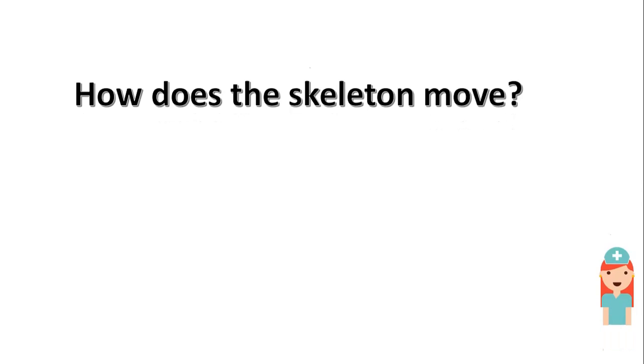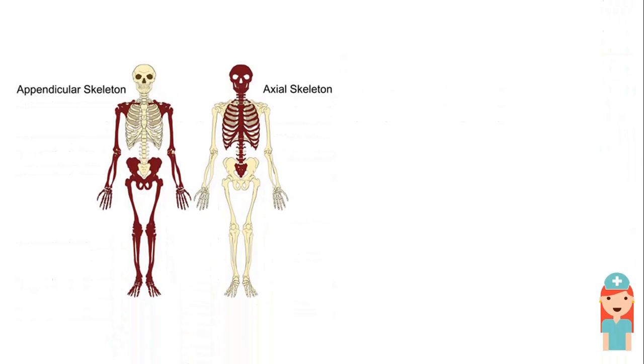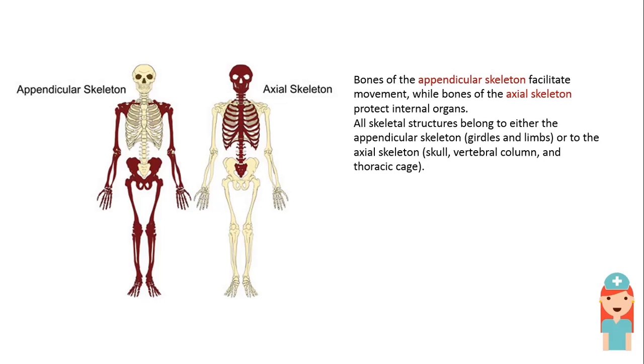Let's move ahead. There are two types of skeleton. First is the appendicular skeleton and the second one is the axial skeleton. So we are going to see what they are. Bones of the appendicular skeleton facilitate movement. You can see this has a different color. So this is the appendicular skeleton on the left hand side of the slide.